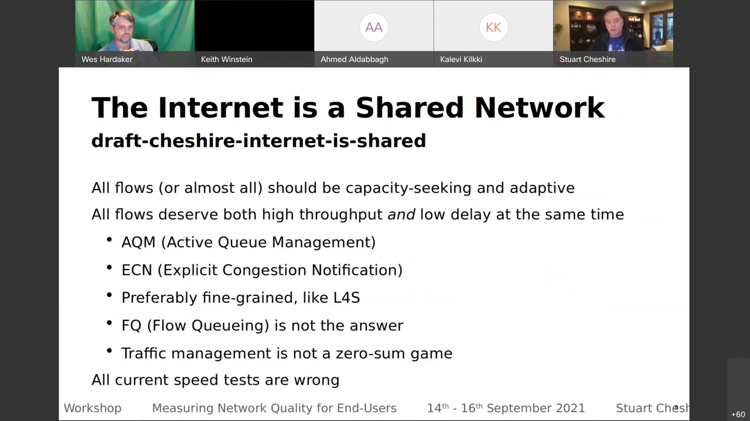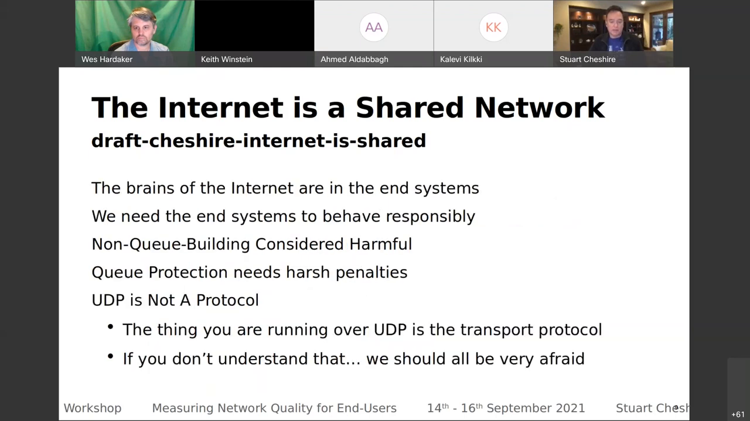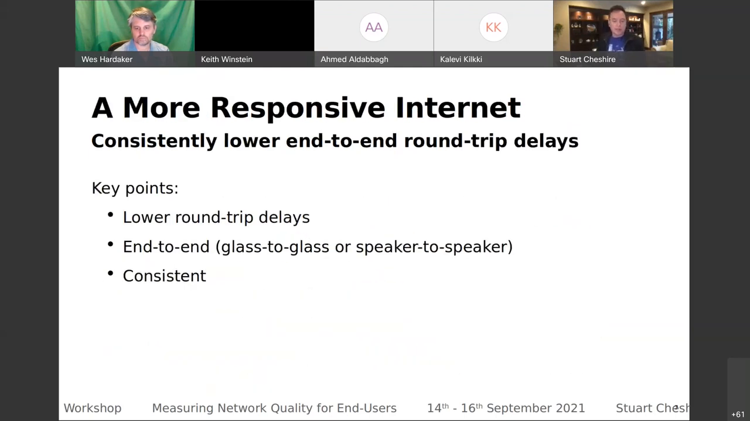I want to take a moment to look at the choice of words here. As well as moving bigger objects through the network, we should try to move them through the network faster. And that means getting a request to a server and getting the response back quicker. So lower round trip time. But I particularly care about end-to-end delays, not just the network ping time measured using ICMP echo request, because that's not what we spend our days doing on our computers when we use the network.